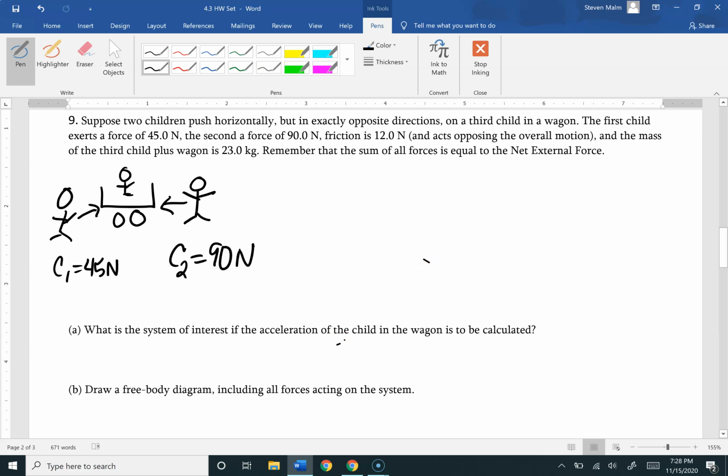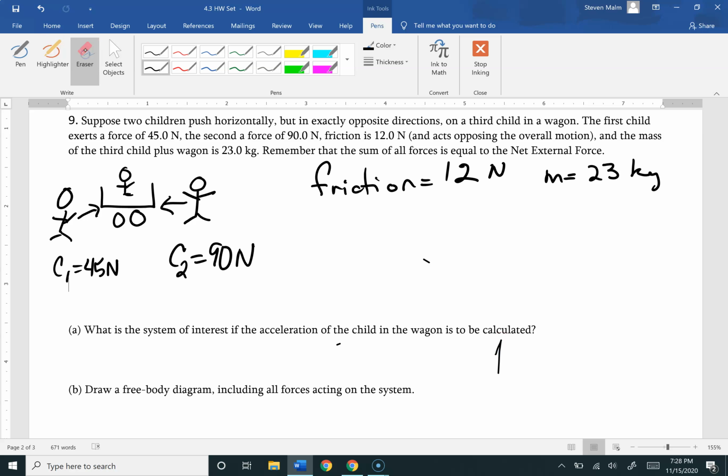Then we have a friction force, which would oppose motion. We're going to talk about where to put that on this diagram, of 12 newtons. Mass of the third child plus the wagon is 23 kilograms. So we were given mass. And it says, in this first one, what is the system of interest if the acceleration is the thing that we're going to calculate? And the answer is the child plus the wagon.